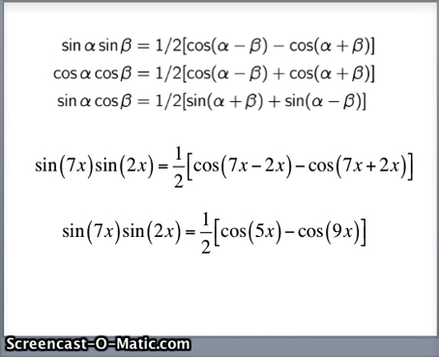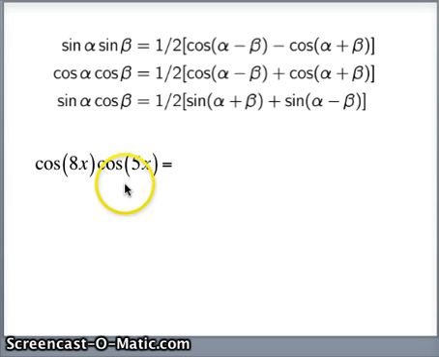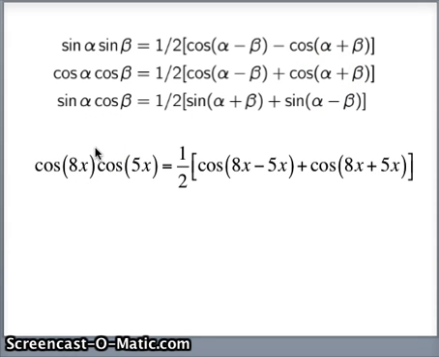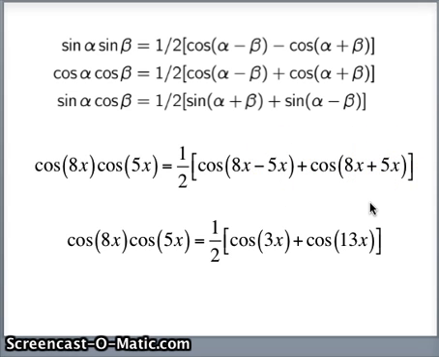Let's look at another example. We have cos 8x cos 5x. Looking at this, which identity should we use? Second one, alpha is 8x, beta is 5x. So it should be 1/2 [cos(8x minus 5x) plus cos(8x plus 5x)], as you can see here. And then 8x minus 5x is 3x, 8x plus 5x is 13x, and cos 8x cos 5x is equivalent to this. This becomes important in calculus because it's difficult to work with this kind of function, easier to work with that kind of function.